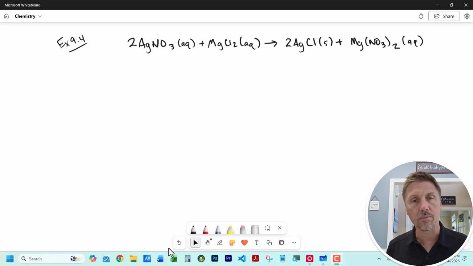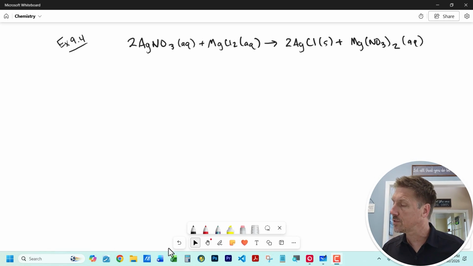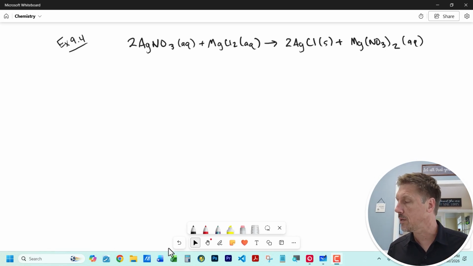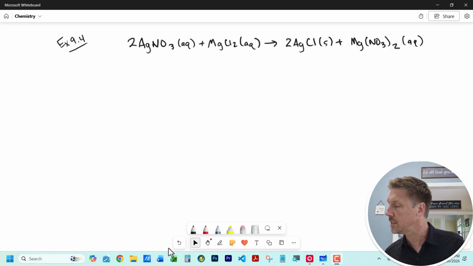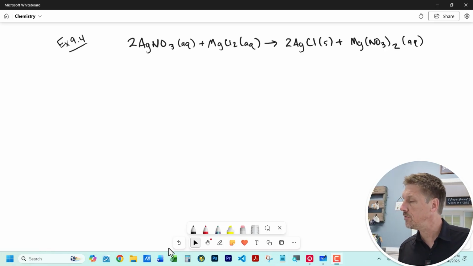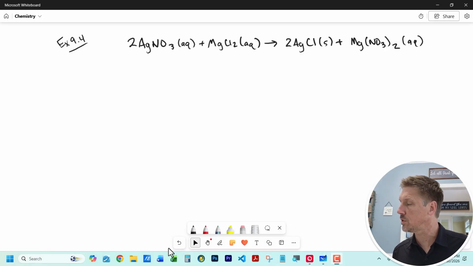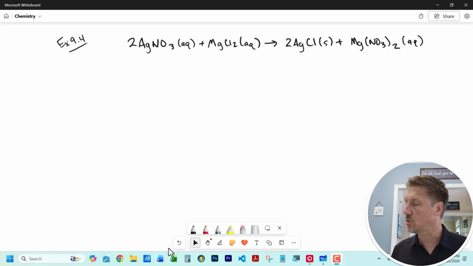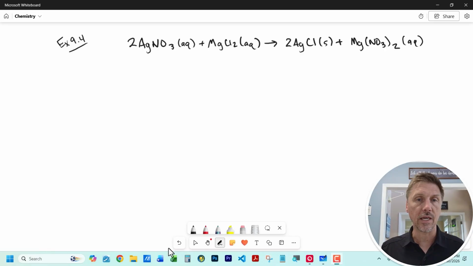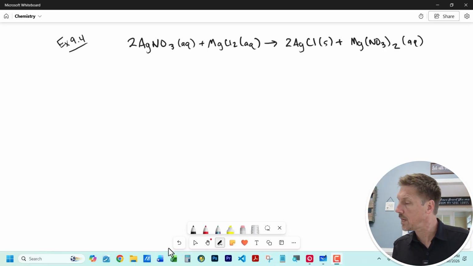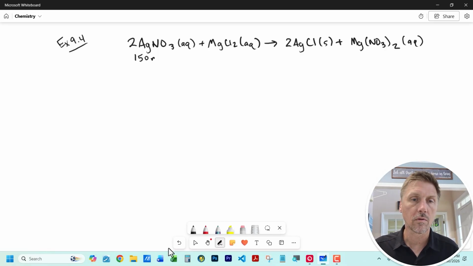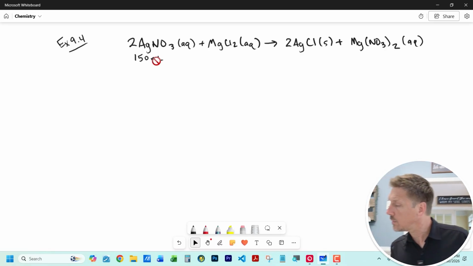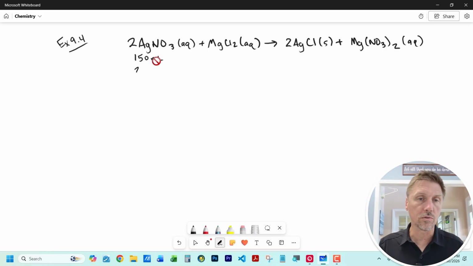We're going to begin with example 9.4, which I've got the formula listed out here. A chemist is doing the following double displacement reaction. It says if the chemist starts with an excess of MgCl2, magnesium chloride, and 150 milliliters of a 2 molar solution of silver nitrate, that's the AgNO3. So it tells us we have 150 milliliters of this, and that we have a 2 molar solution.